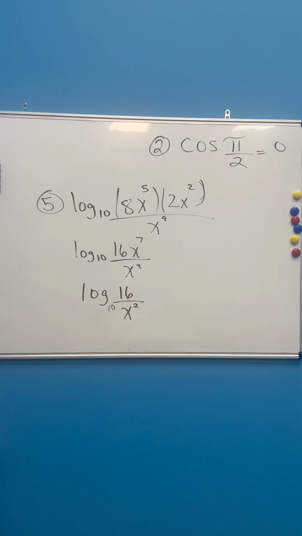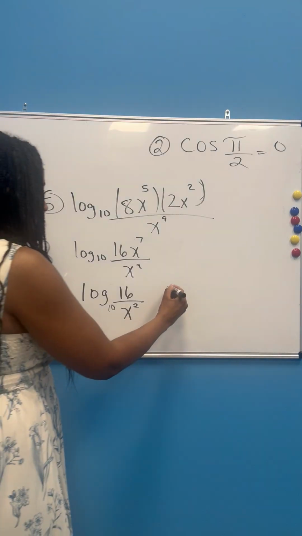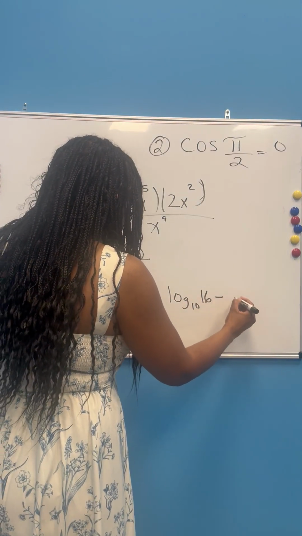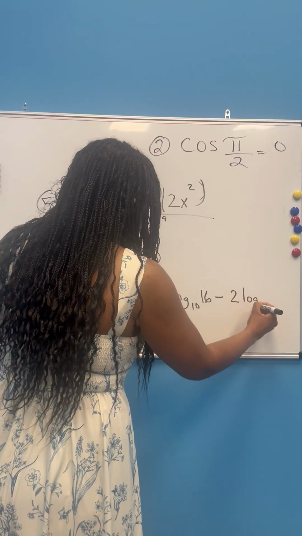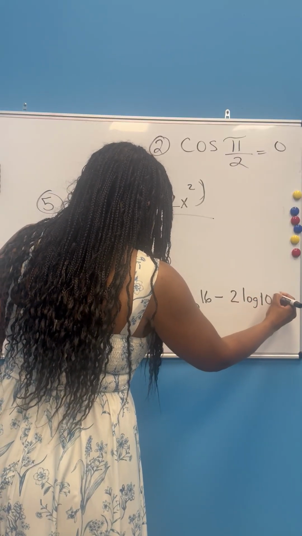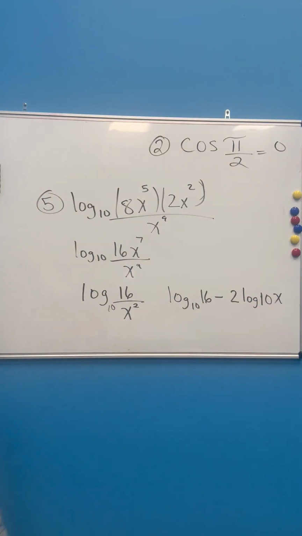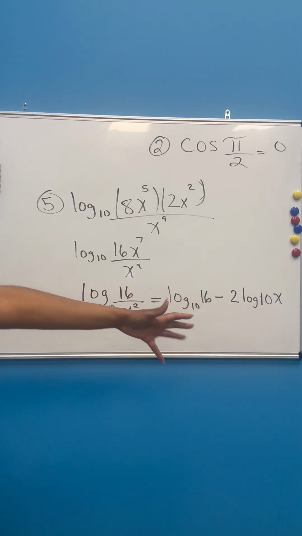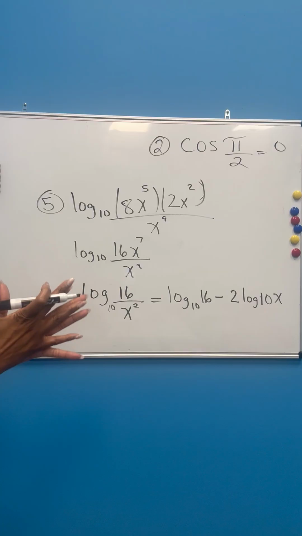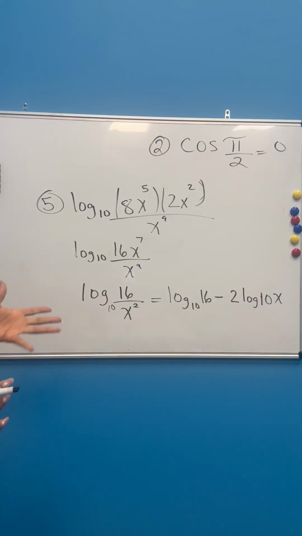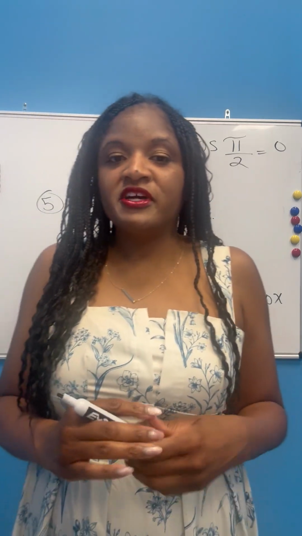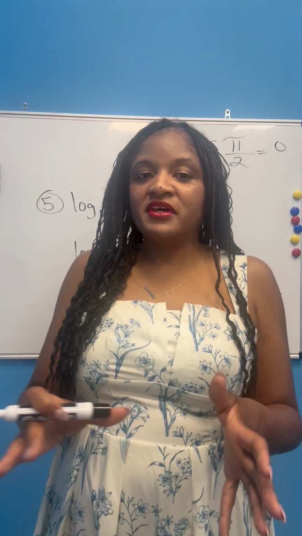Now, if they wanted us to expand it, we can also write it as log base 10 of 16 minus 2 log base 10 of x. So this is just a way of writing it in expanded form, and this is more contracted, but that could be the final answer depending on what a problem was asking you. So these are things you should be able to do for the AP Precalculus test without using a calculator.